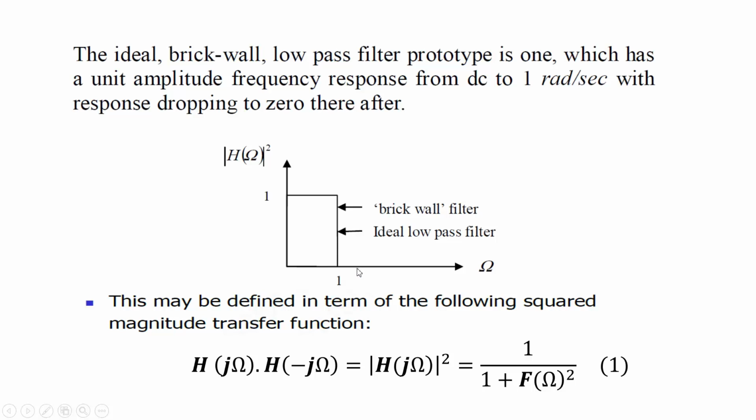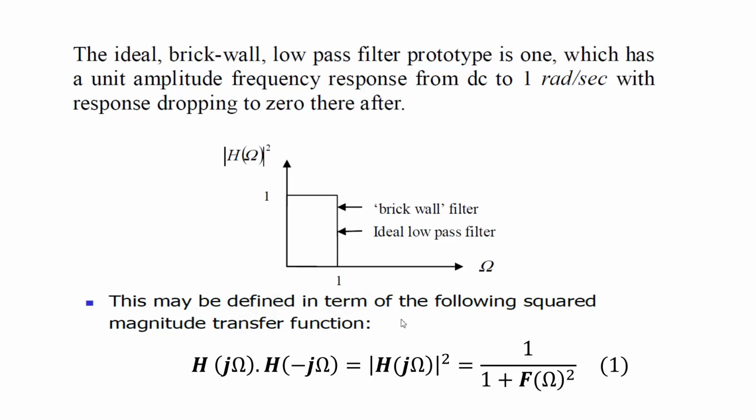But since this axis is normalized, every frequency will be divided by capital omega c. At this point, it is the capital omega c point, but it is divided by capital omega c, so therefore it is 1 radian per second. This is known as normalization, as I have already explained. Now it's a unit amplitude frequency response up till 1 radian per second normalized frequency, and thereafter it is 0.